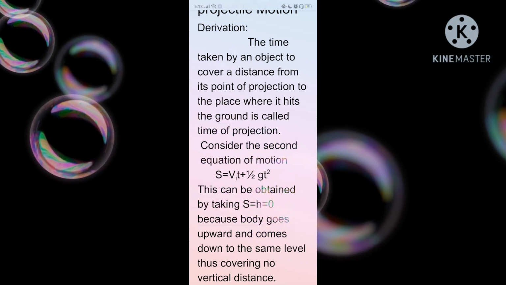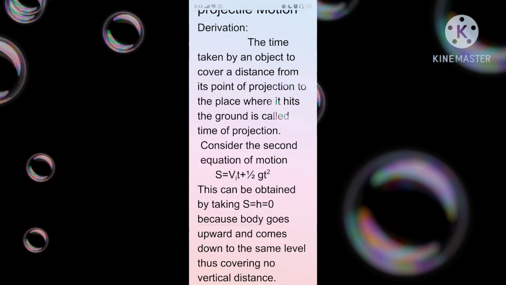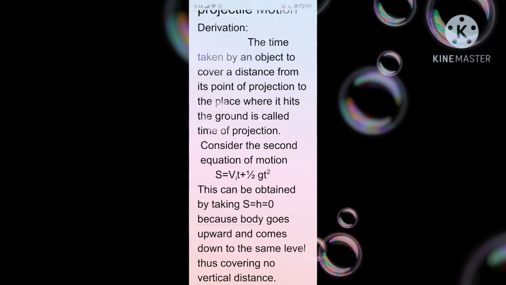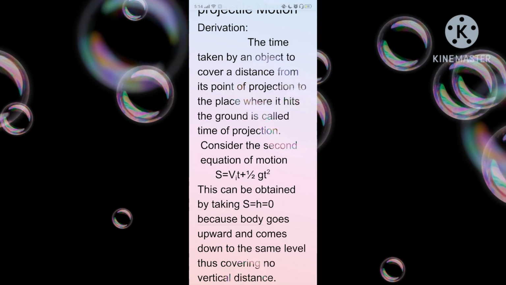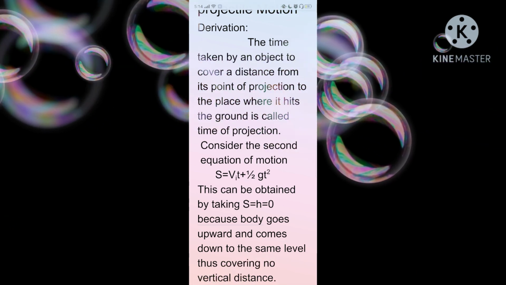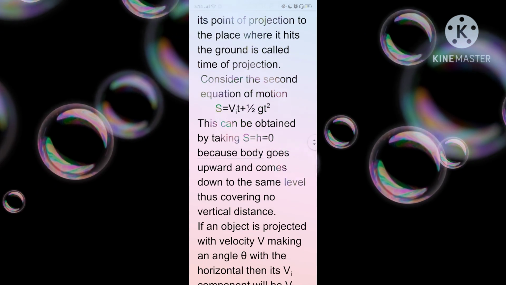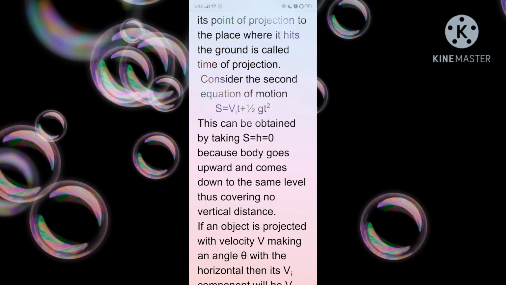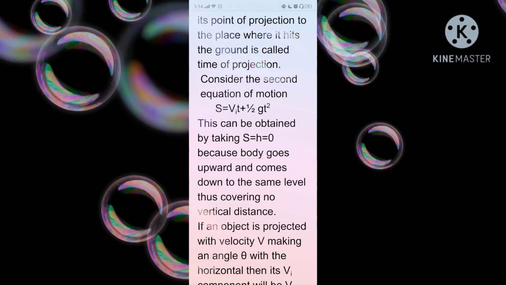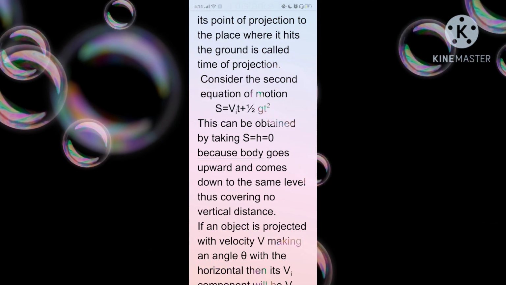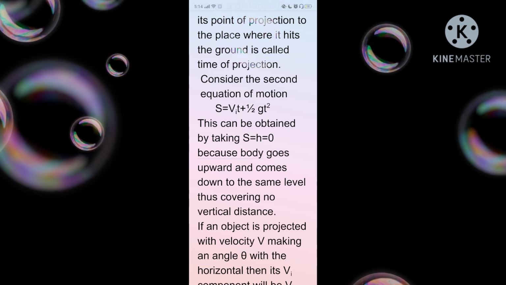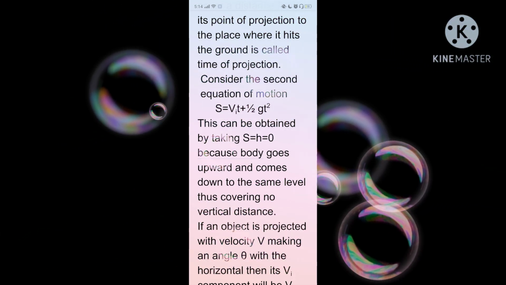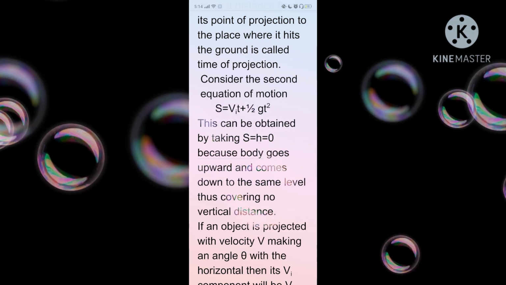The second equation of motion is s equals vi t plus half g t square, and you can say distance is equal to the initial velocity multiplied by the time plus half gravitational acceleration multiplied by the time square. This can be obtained by taking distance, which is the height, equal to 0. We are taking the height or distance equal to 0 because the body goes upward and comes down to the same level, thus covering no vertical distance. This is the reason that we are taking distance or height equal to 0.